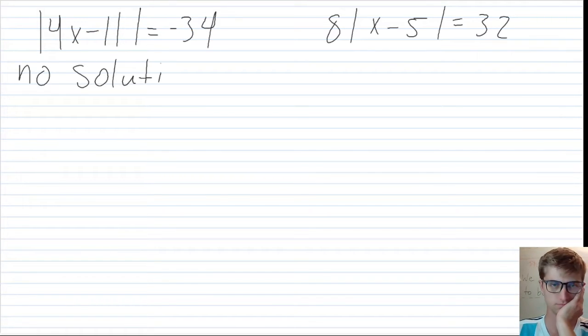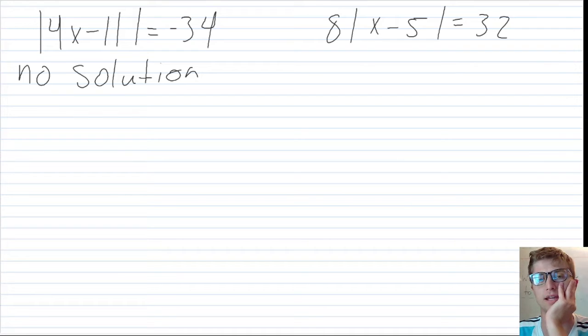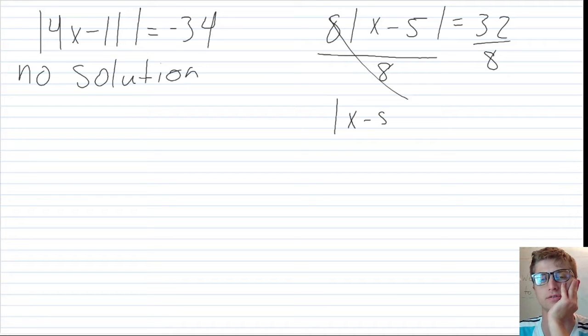Alright, we've got 8 times the absolute value of x minus 5 equals 32. Before we can split it into our two equations, we've got to get the absolute value by itself. So what's happening right now? It's being multiplied by 8. How do we undo multiplication by 8? We divide by 8. What we do to one side, we'll do to the other. Cancel, cancel. We're left with the absolute value of x minus 5 equals 32 divided by 8, which is 4. Now we can split it.